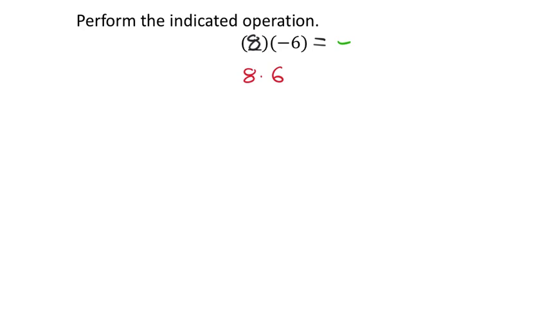So I'm rewriting it this way, which you don't have to do, just to show that I don't really care about the signs anymore. I'm just looking at 8 times 6. I don't have to worry about the sign. I know the sign of the answer. And 8 times 6 is 48. Now again, the answer is not 48. The answer is negative 48, because we already knew that the answer has to be a negative.